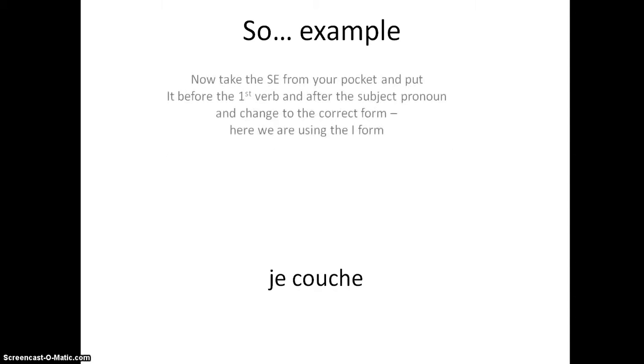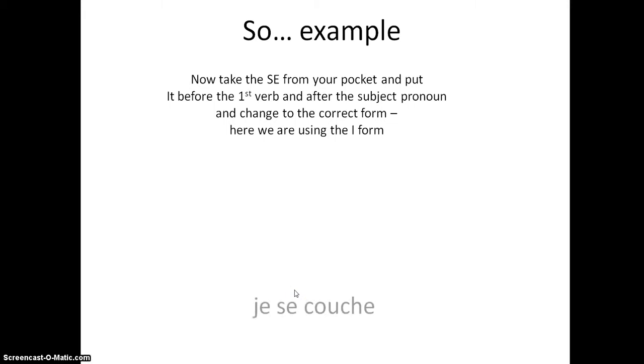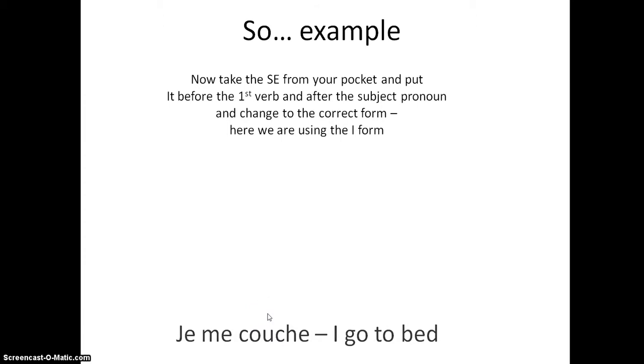Now we've still got that se in our pocket, so we need to take it out and put it before our verb. So our verb here is here. So we're going to put it here. So that gives us je se couche, but we have to change that se, so we're using the correct form for I. So it would become je me couche, I go to bed.